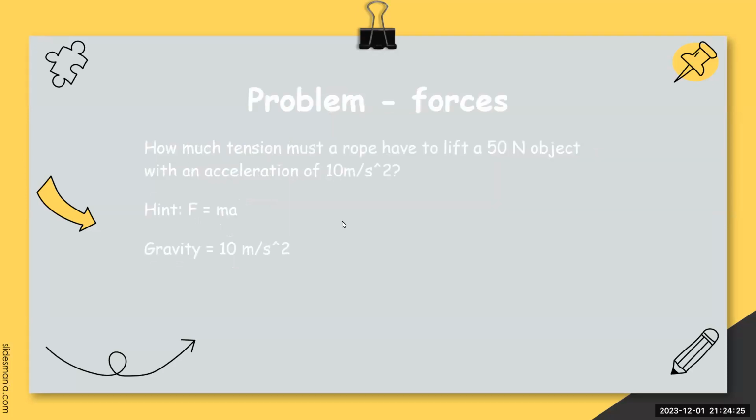It's not too difficult, I think. How much tension must a rope have to lift a 50 Newton object with an acceleration of 10 meters per second squared? Hint, you want to use F equals ma for this question. And gravity would be 10 meters per second squared in this.